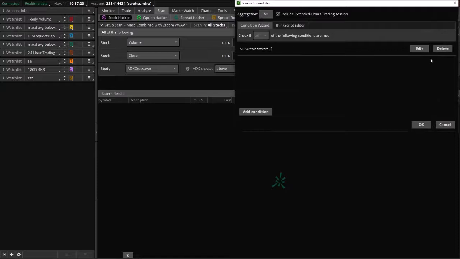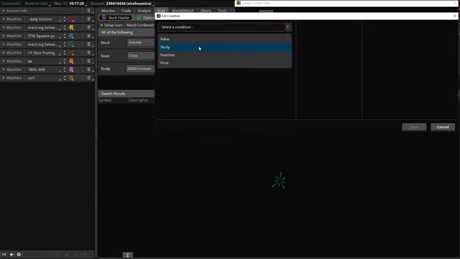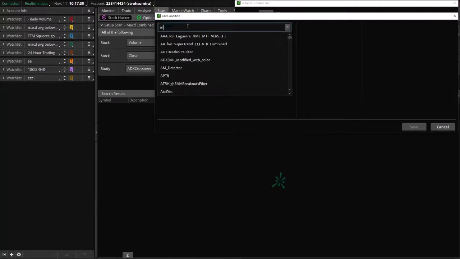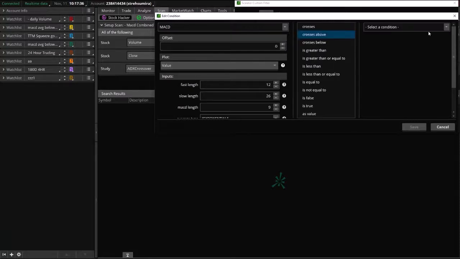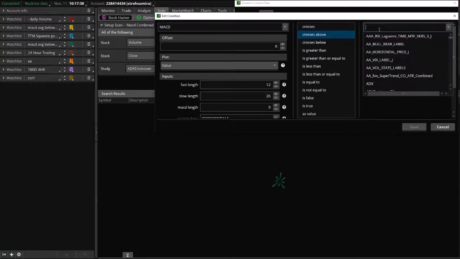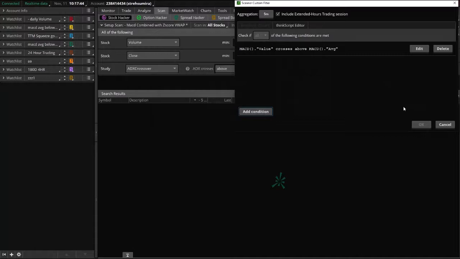Click on the little pen. Going to delete that, and let's add our condition. So we're going to put in the MACD condition: for the MACD study, MACD value crosses above study MACD average. Okay, so that's the first part of it.